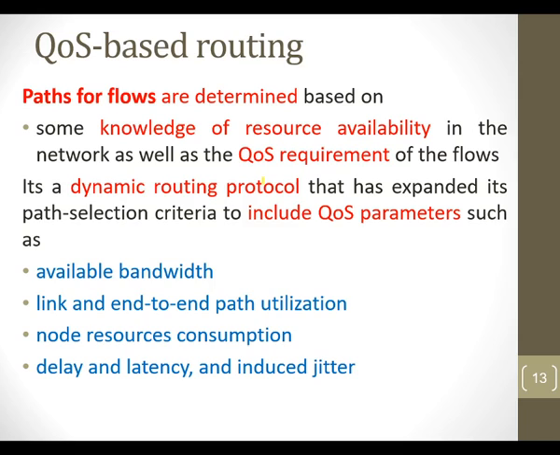Quality of service-based routing is defined as a routing mechanism under which paths for flows are determined based on some knowledge of resource availability in the network, as well as the quality of service requirement of flows. Or it can be defined as a dynamic routing protocol that has expanded its path selection criteria to include quality of service parameters such as the available bandwidth, link and end-to-end path utilization, node resource consumption, delay and latency, and induced jitter. So here we have more than one definition for quality of service routing.